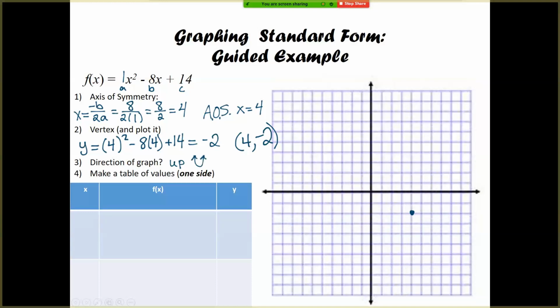Then we need to make a table. Again, we're only going to do one side of our parabola, and then we're going to reflect to find the other side. So we get to pick x values that are either to the left of this or to the right of this vertex. So the x value of my vertex is 4, so I can pick 3 and 2, or I can pick 5 and 6. It does not matter which 2 you pick, as long as both of them are from the left or both of them are from the right.